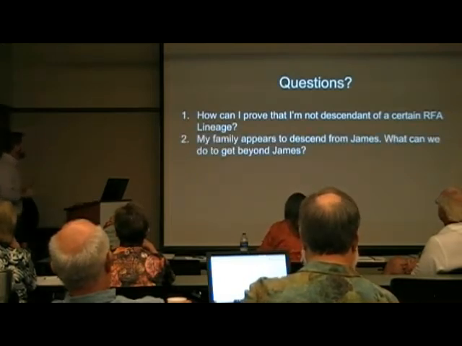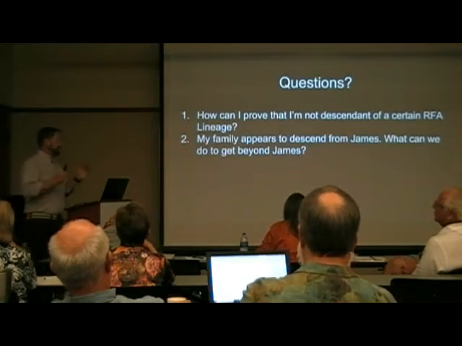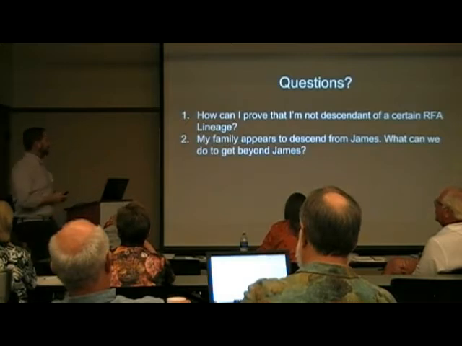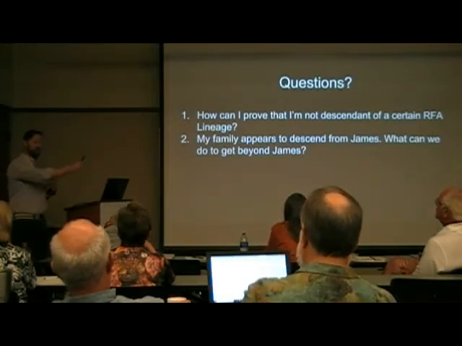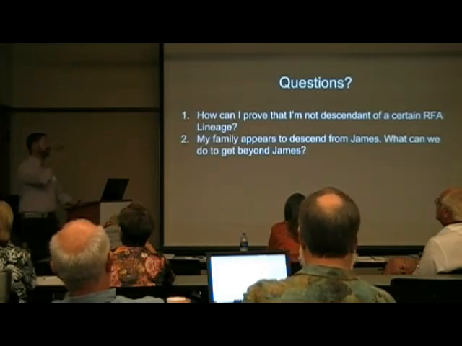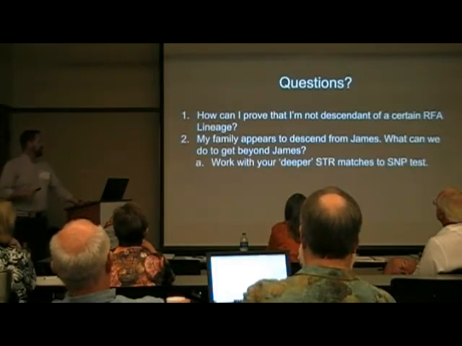Another question that came up before we prepared for this says, my family appears to descend from James, or this could be any of our progenitors. My family appears to descend from James, so what can we do to get beyond James? This is probably a question that folks in RFA have asked again and again for decades about James or one of the other key progenitors.